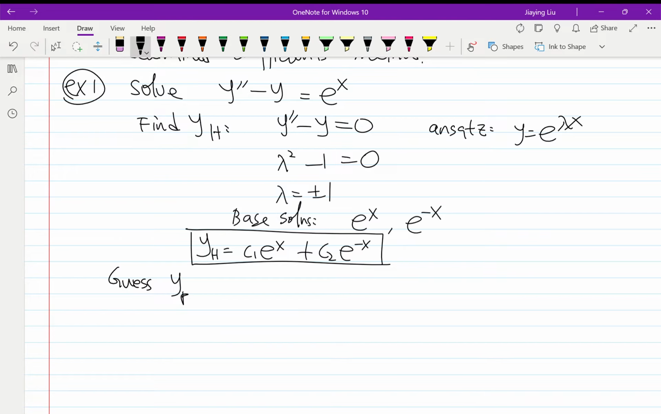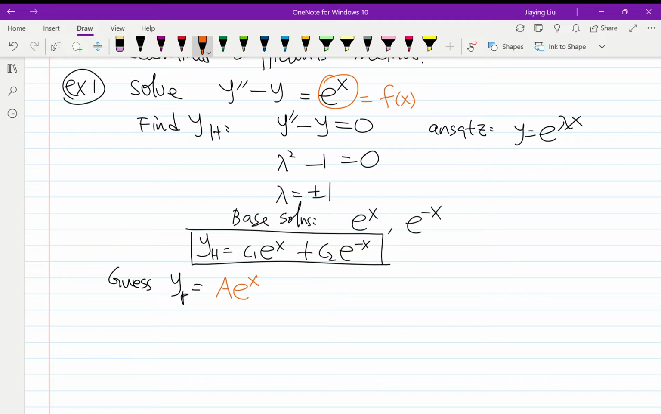And if you remember from last time, if f of x is e to the x, we probably want to guess the particular solution to be a e to the x, based on what we saw in the table from last time. If you have an exponential function for f of x, then we should try to guess the particular solution to be a times e to the x.